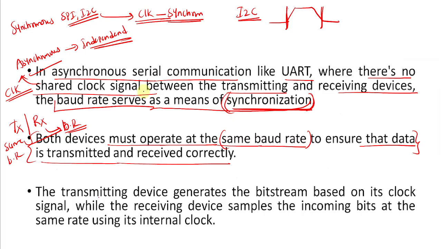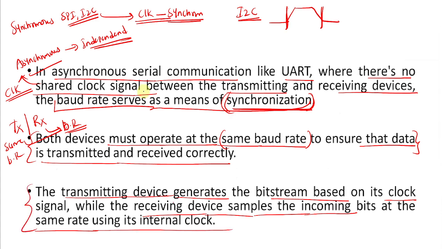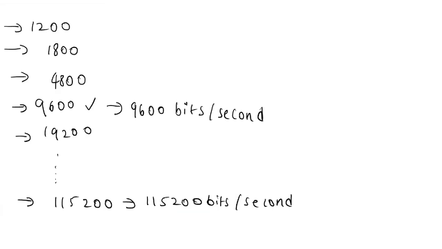So what will the transmitting device do? The transmitting device will generate the bit stream based on its clock signal, while the receiving device samples the incoming bits at the same rate using its internal clock. So the transmitting side will transmit the bit stream, and the receiving side will sample the incoming bits.